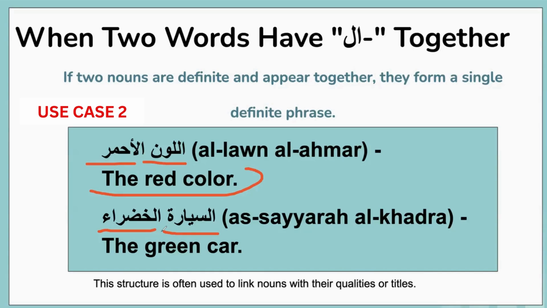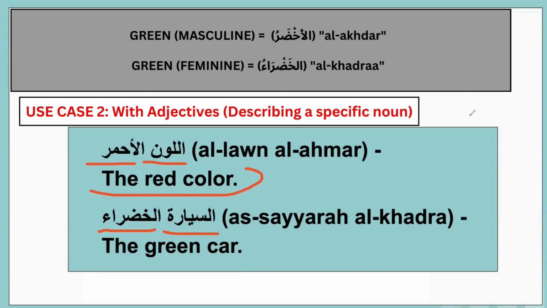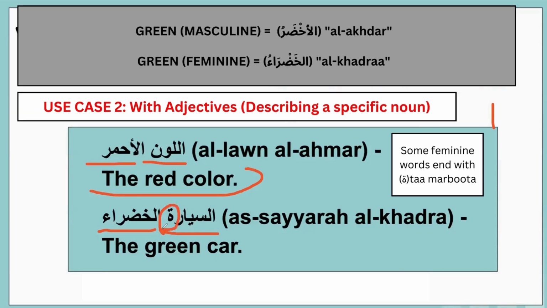Both of them are color names. Al-akhdar and al-khadra, both are color names, but al-akhdar is the masculine form of green color. Al-khadra is the feminine form of green color. Why are we using it? Because the word sayyara ends with a ta marbuta, which is an indication that it's a feminine word, and so we use the feminine form of color.